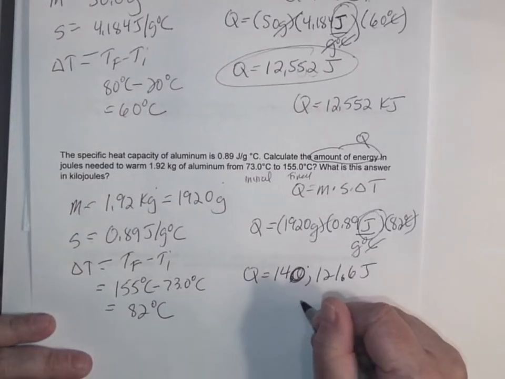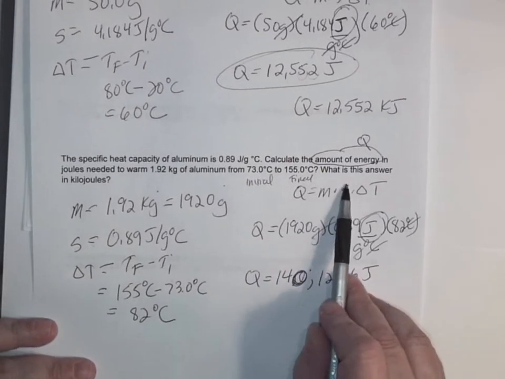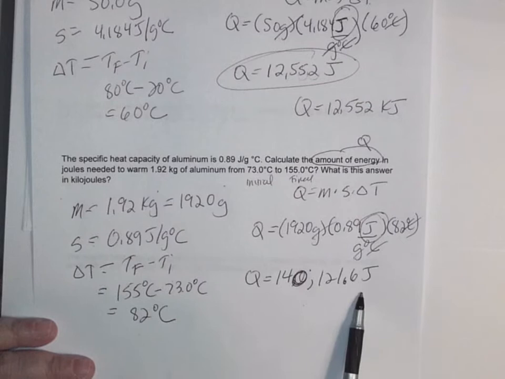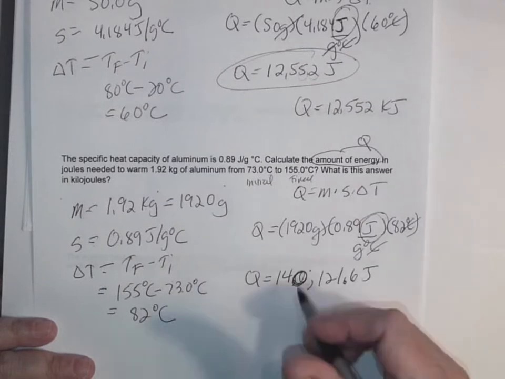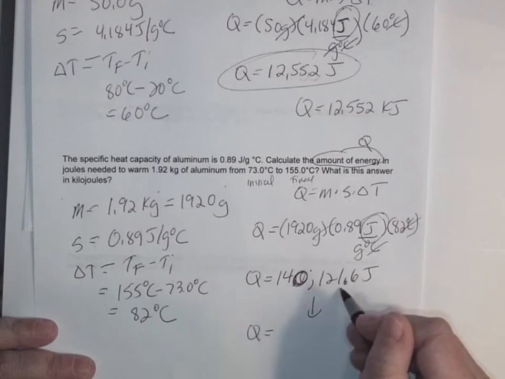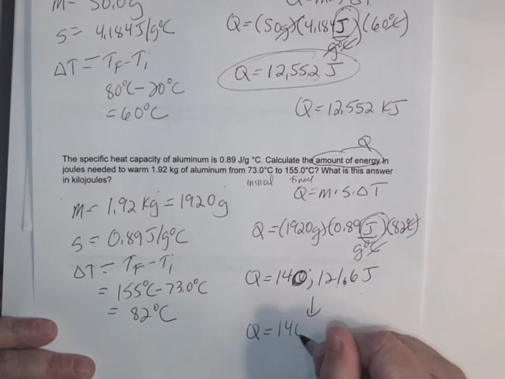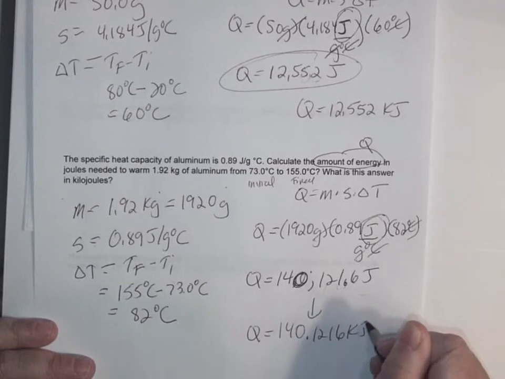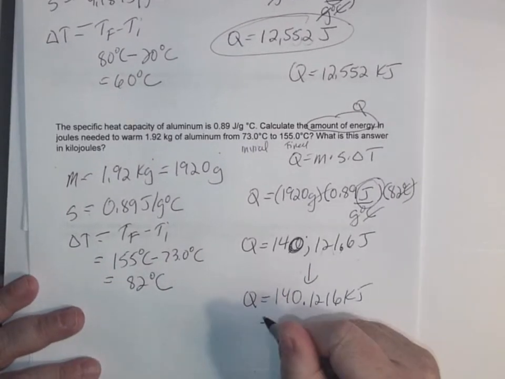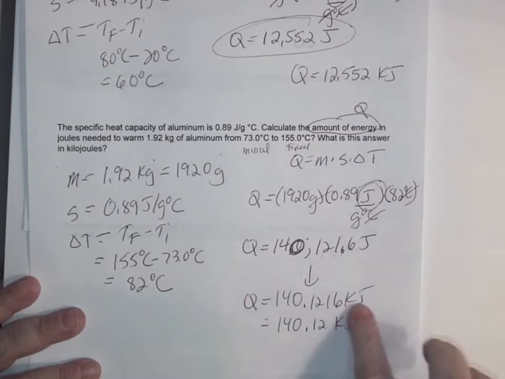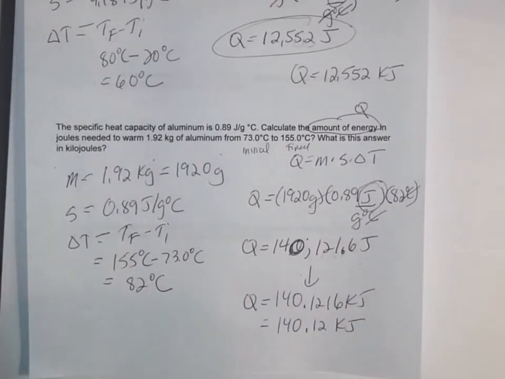Again, I'm going to reread the problem. It says, what is the answer in kilojoules? So it wanted the amount of energy, and then now it wants me to put it into kilojoules. Now technically, I'm going to move this 3 places over, 140.1216 kilojoules. But again, I'm fine if you just write 140.12 kilojoules. If you want to shorten it up a bit, they're both good.